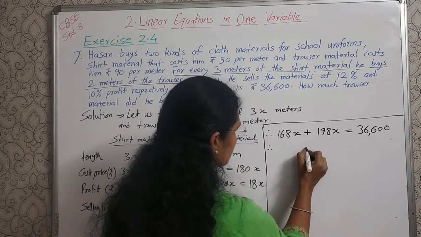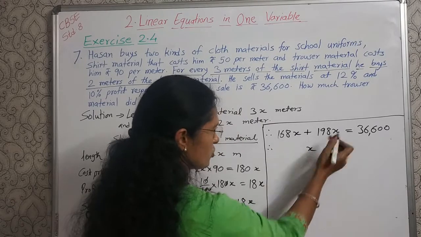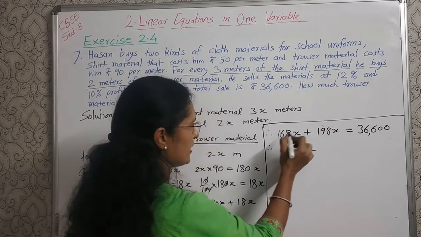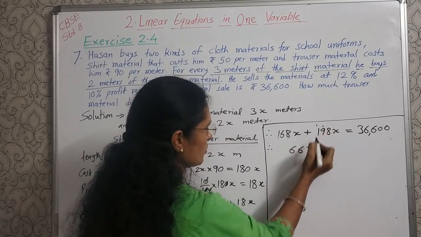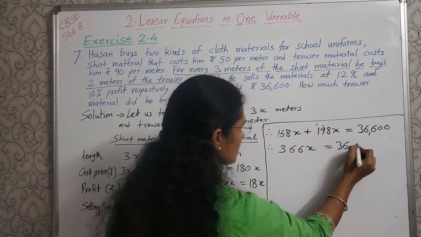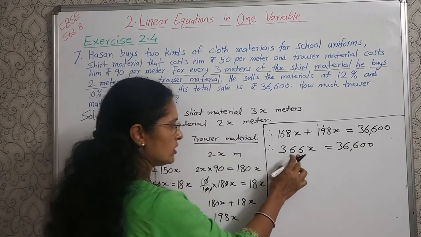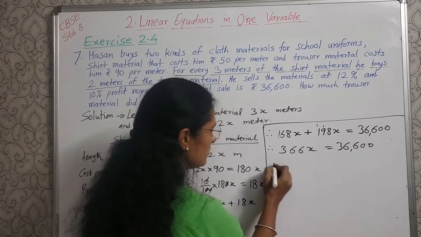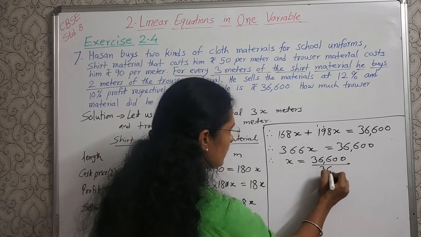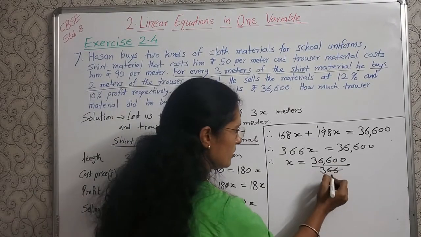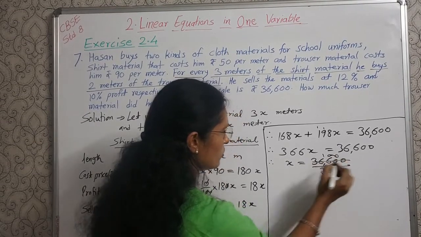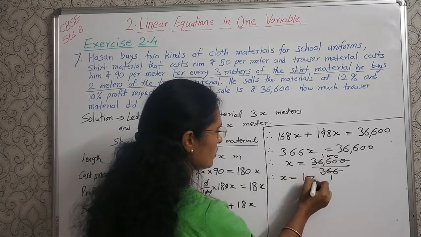So add this, x is common. Now add these two numbers: 8 and 8 is 16, 9 and 1 is 10, and 6 is 16, carry over 1, 1 and 1 is 2, and this 1 is 3. So 366x is equal to 36,600. Now this 366 will divide that side. So x is equal to 36,600 divided by 366. Now here 366 ones are 366, and here it is 1 and 0 0, so 100. Therefore x is equal to 100.